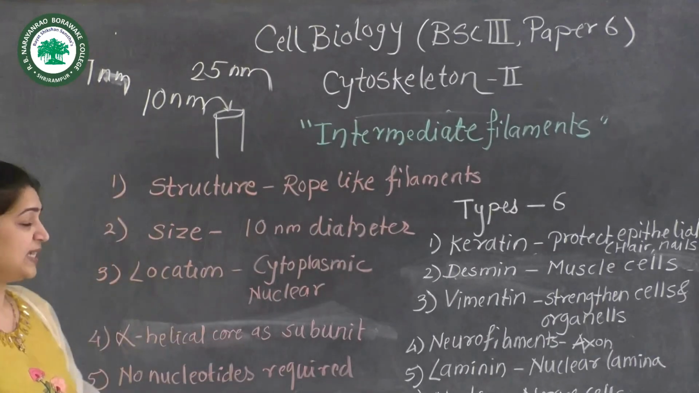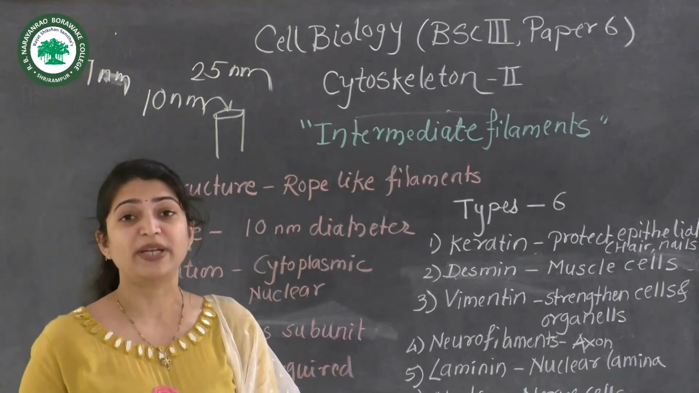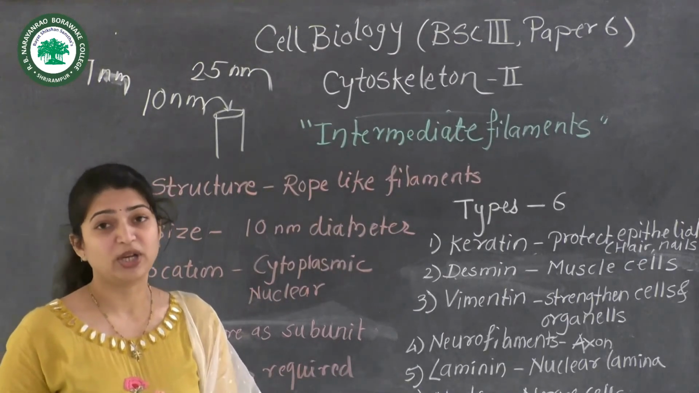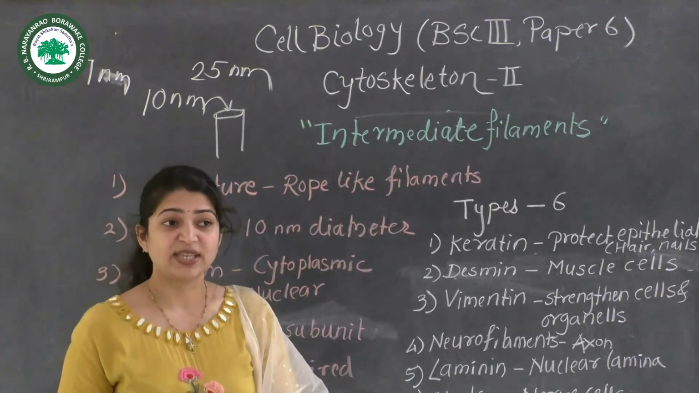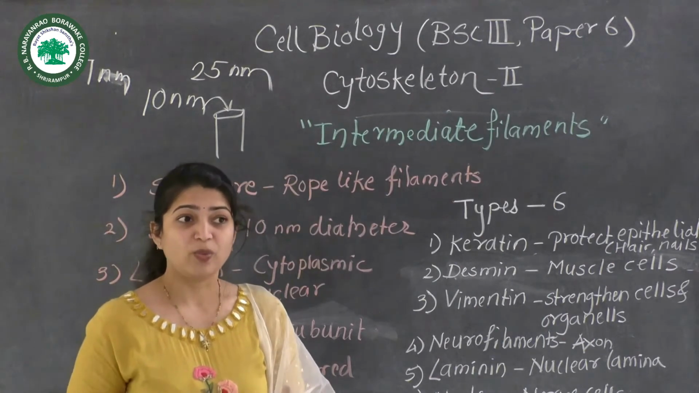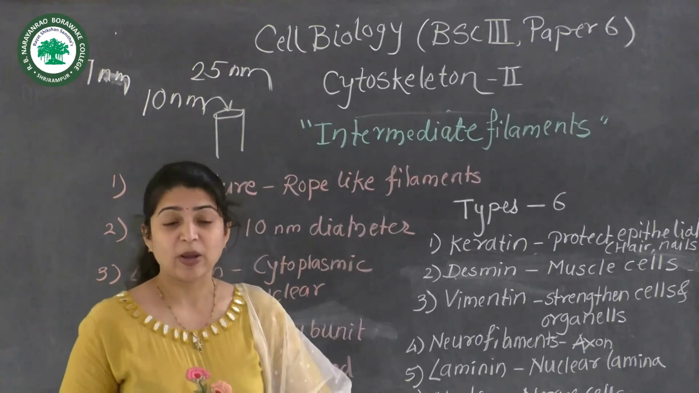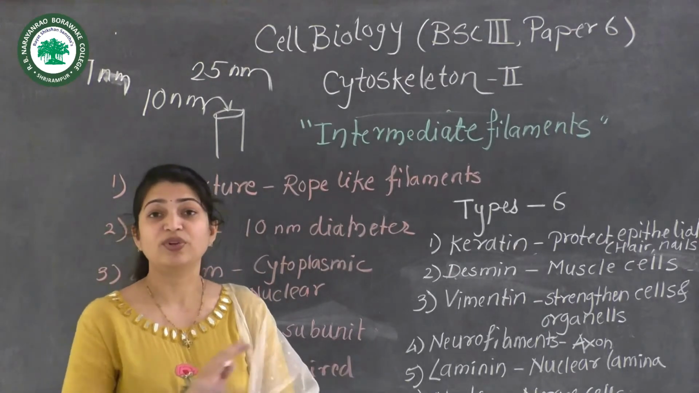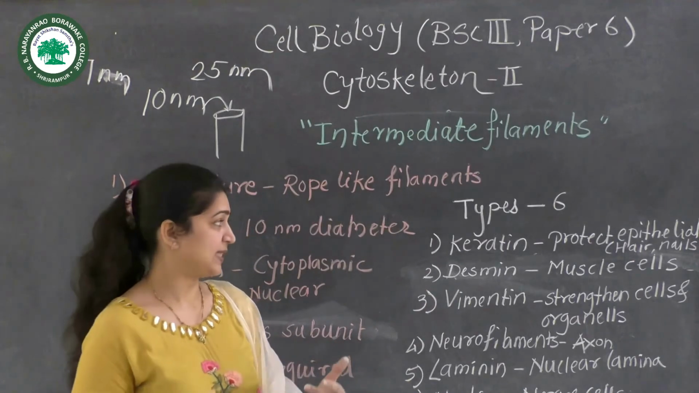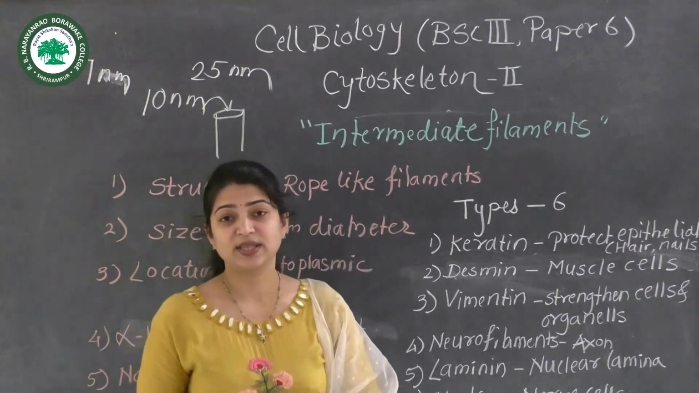Here I have shown you that there is no requirement of any nucleotide for the activation of polymerization. As we have seen earlier, in microtubules we required guanosine triphosphate, while in microfilaments there was a requirement of adenosine nucleotides. But in intermediate filaments we don't require any kind of nucleotide for polymerization to take place.